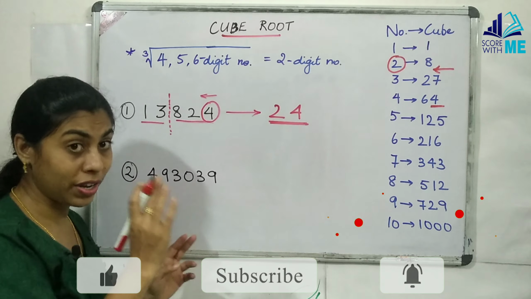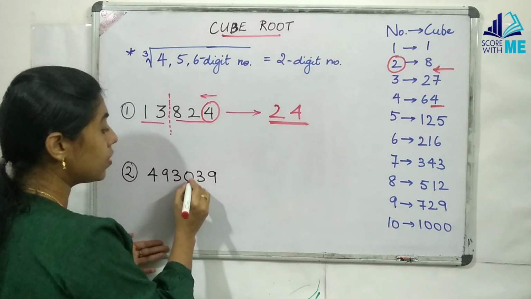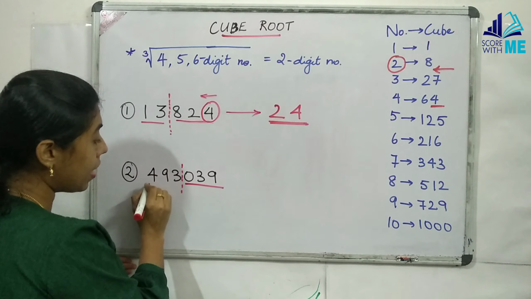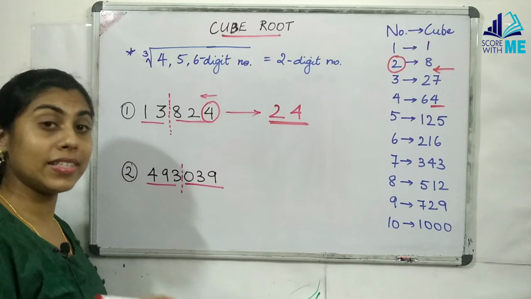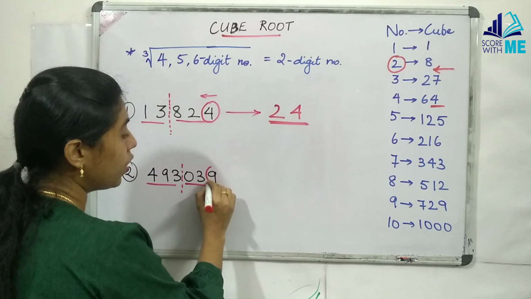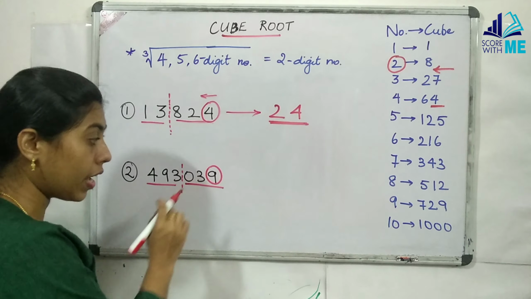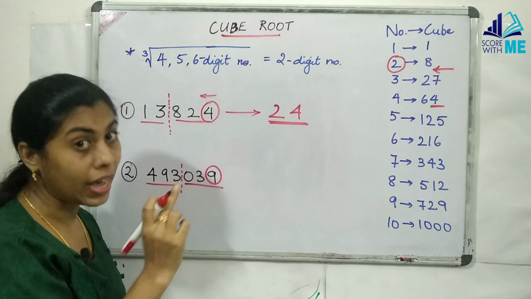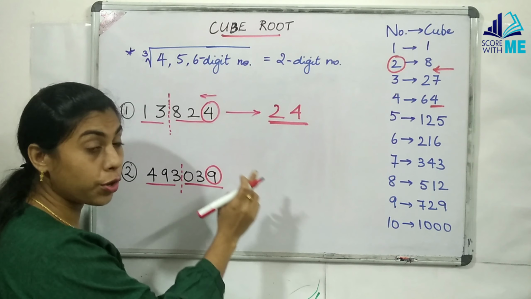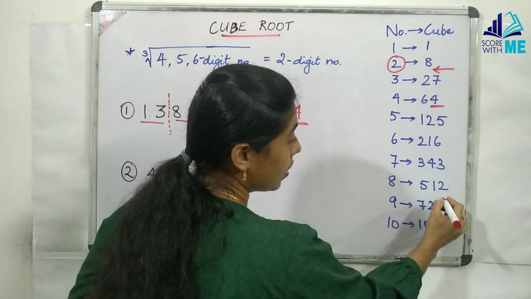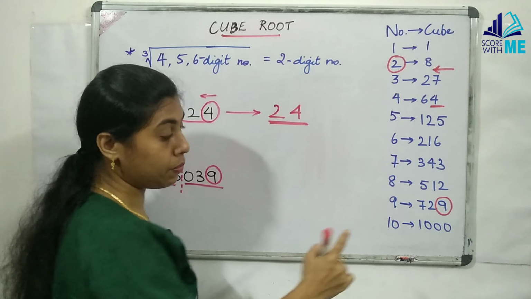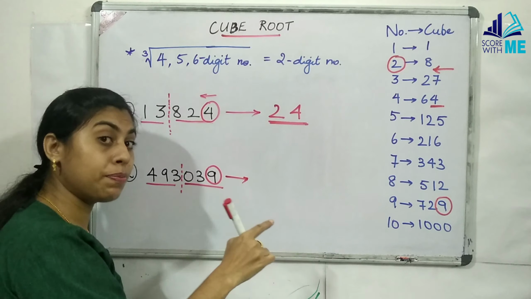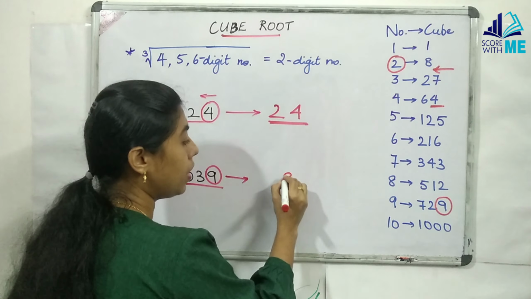Here again we are going to divide this as 3 and 3. So here 0, 3, 9 form the first set, and next 4, 9, 3 is the second set. We are going to consider the units place alone. 9. If a number has got 9 in its ones place, the cube has got 9 in its ones place, what will be the cube root? 9 in ones place. So cube root must be 9. So in the cube root, the ones place or the units digit is going to be 9.